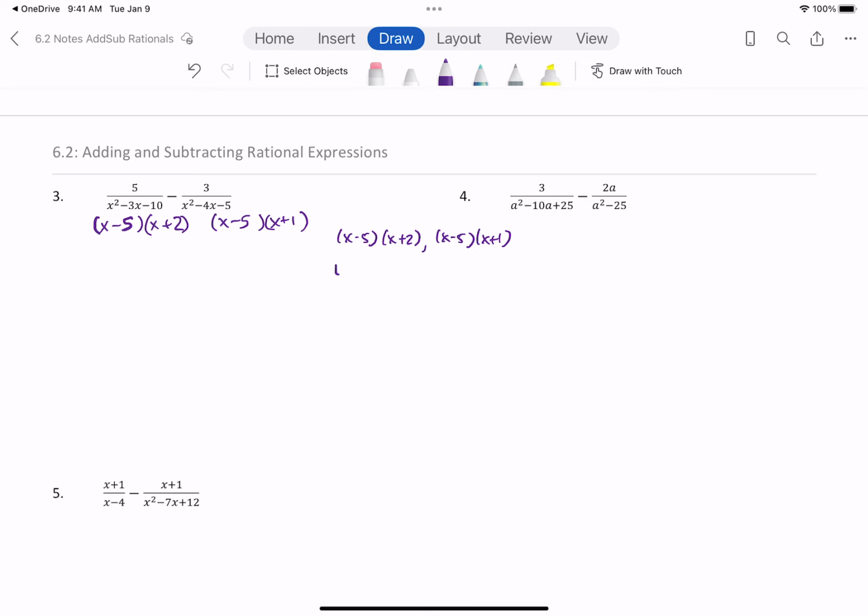So for the LCD, remember I said we need one of each unique thing. So I need an x minus 5, and I need an x plus 2. When we get to the next one, we already have an x minus 5. So we don't need another one. And then I need an x plus 1.